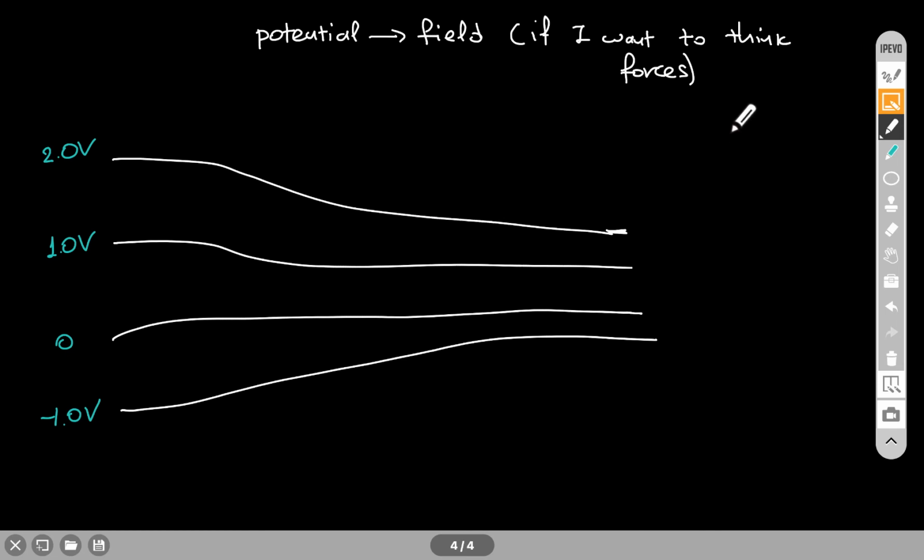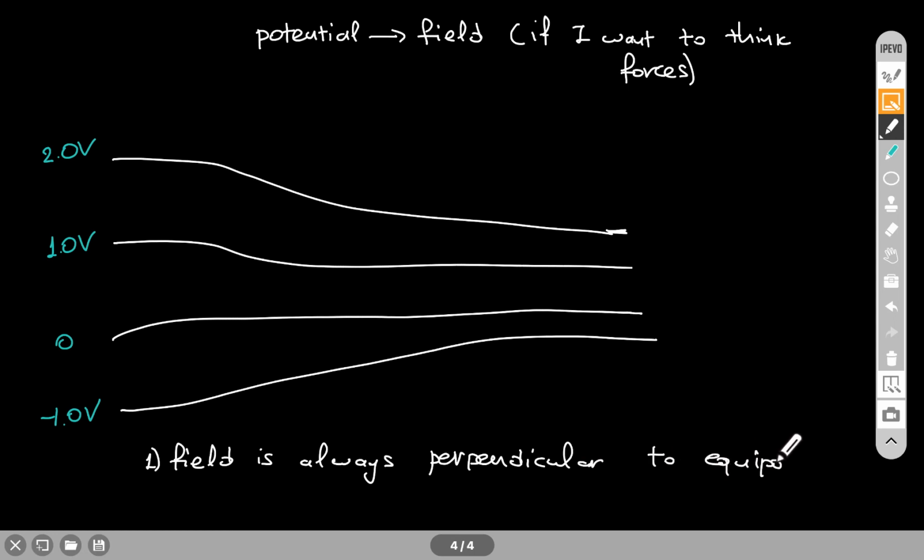Now, here are the two things that you need to keep in mind to go from equipotential lines to electric field. The electric field is always perpendicular to the equipotential lines or surfaces, whatever you have.